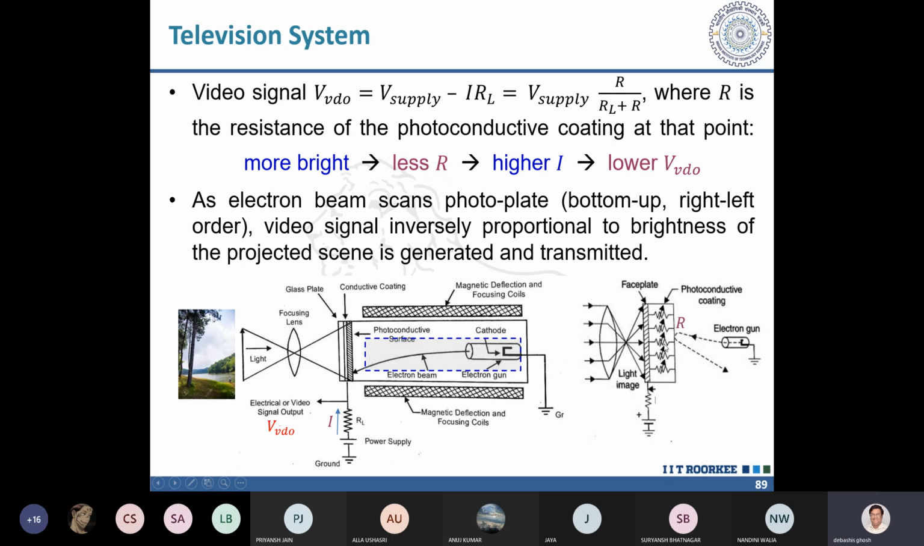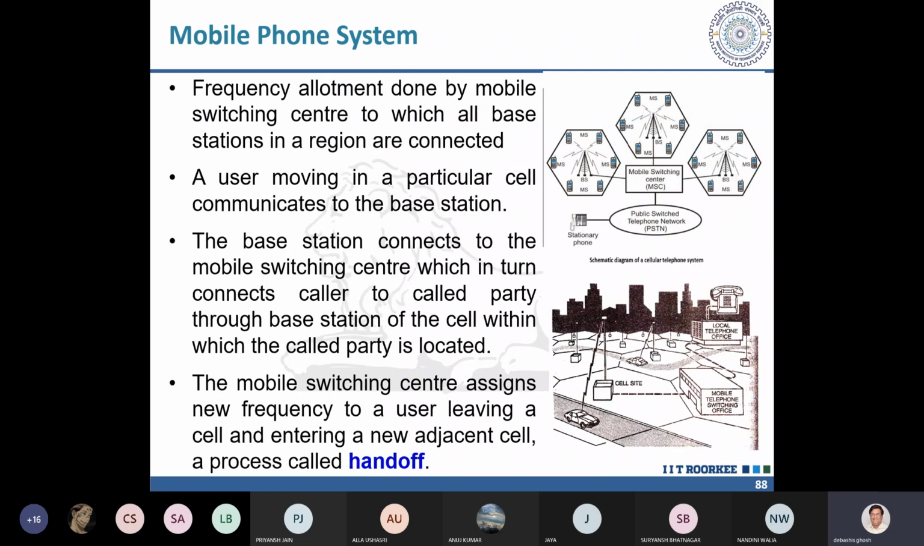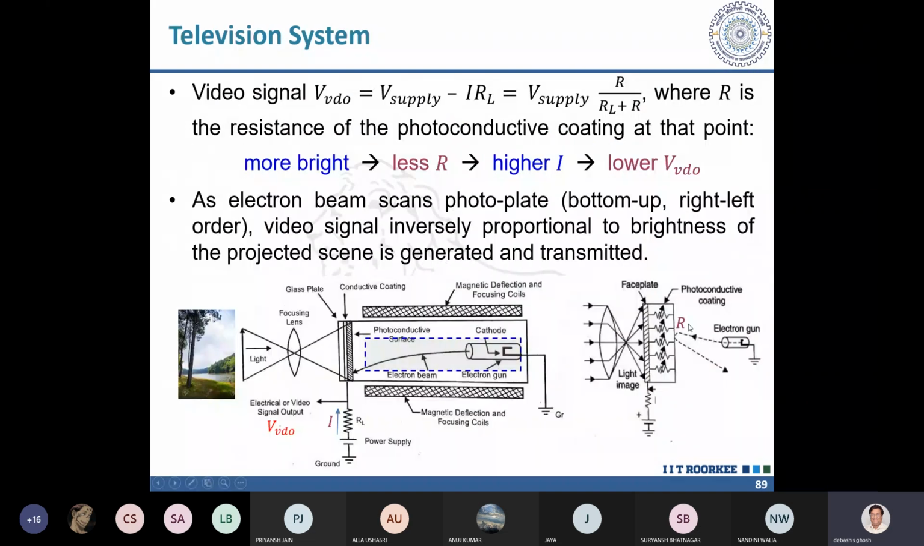Now this conductive coating is such that, depending on the light falling on it, the resistance of the coating, or you can say the conductance of the coating, will change. If more light falls, it becomes more conductive, that means the resistance decreases. The resistance R decreases with light. When more light falls, the resistance R will be small. The resistance R will be smaller for more light.